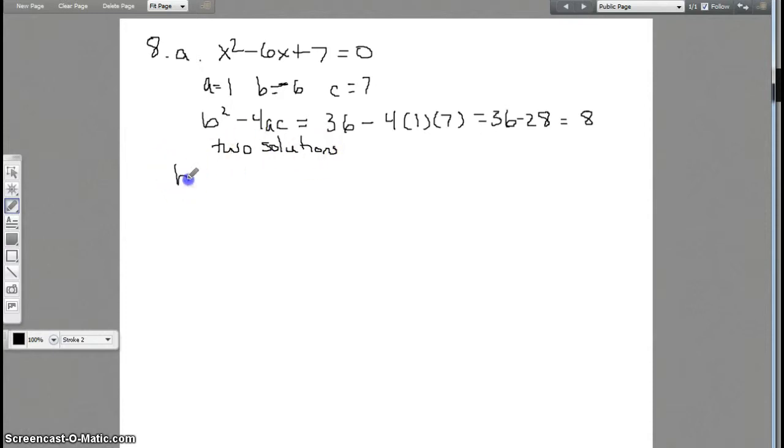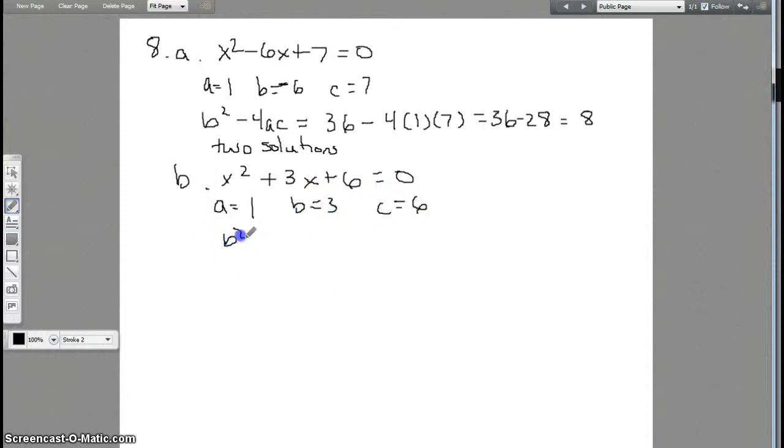Now let's look at part B. Part B is x squared plus 3x plus 6 equals 0. Okay, so we're going to get our A, B, and C. Our A is 1, our B is 3, our C is 6.